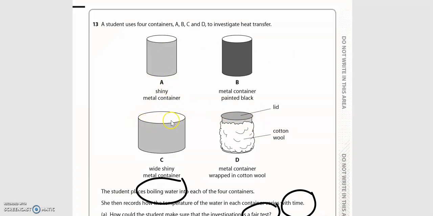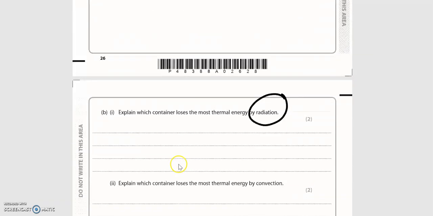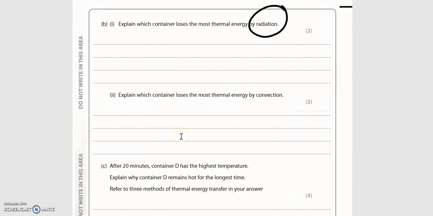But container C has got the biggest area in contact with the air. So this is going to be transferring the most amount of heat energy through convection because it's got the most contact with the air above it. So that's for this question.